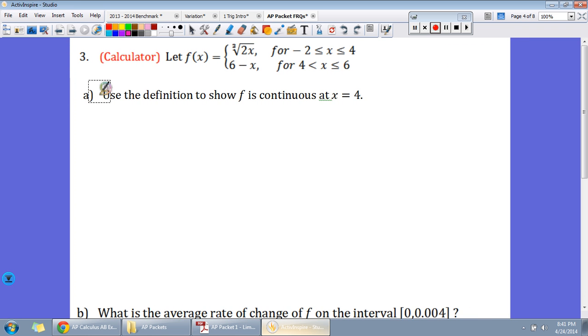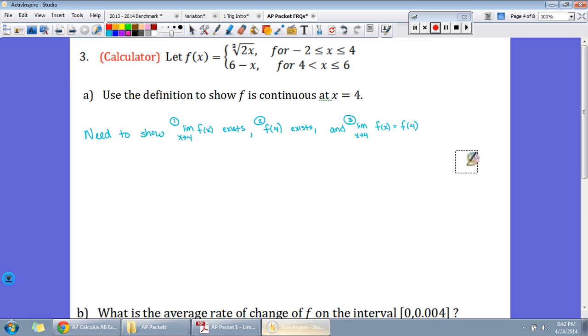Use the definition to show that this f of x function is continuous at x equals 4, where the piecewise function is split. The definition of continuity is you need to show that first, the limit exists at x equals 4 of f of x, second, that f of 4 exists, and third, that the limit as x approaches 4 of f of x equals f of 4. In order to show number 1, you have to show that the limit as x approaches 4 from the left equals the limit as x approaches 4 from the right.